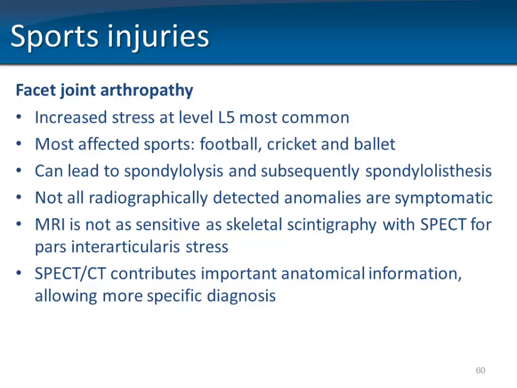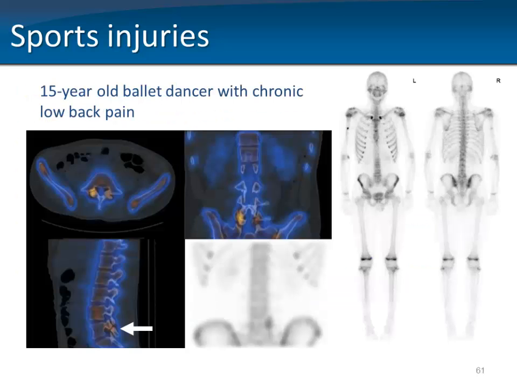SPECT-CT has been a game changer for us because it allows us to assess spondylolysis and spondylolisthesis and not only say whether there is a hotspot, yes or no. So an example in a 15-year-old ballet dancer with chronic low back pain where you see the hotspot in the facet joint on the right, but you can now also see that there is lysis of the interarticular part, so this is a spondylolysis.